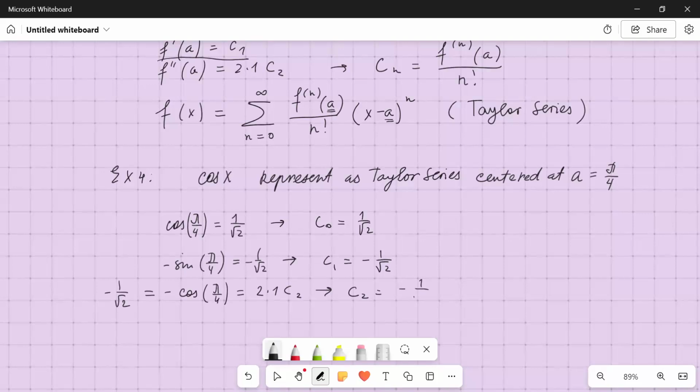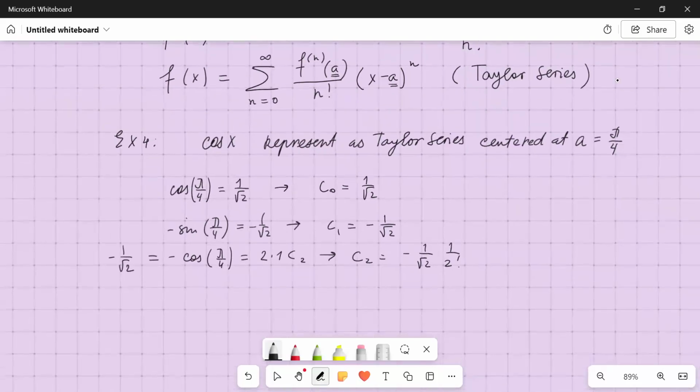So I have minus 1 over square root of 2, 1 over 2 factorial. And I'm going to do one more. Differentiation of cosine is going to give me sine, again, without minus. And that at pi over 4 is going to be just 1 over square root of 2. And it's going to be 3 by 2 by 1, C3, right? So C3 is going to be 1 over square root of 2, 3 factorial.